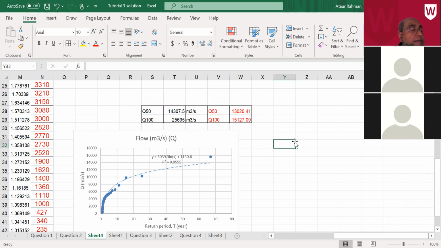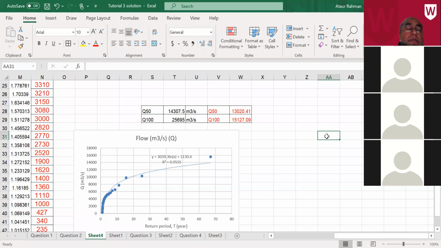Any question on this? So it's clear to everyone, is that right? Yes, sir. Okay, good. So let us take the attendance and then I'll go to the next question, which is very important, with the LP3 distribution, log Pearson type 3 distribution.